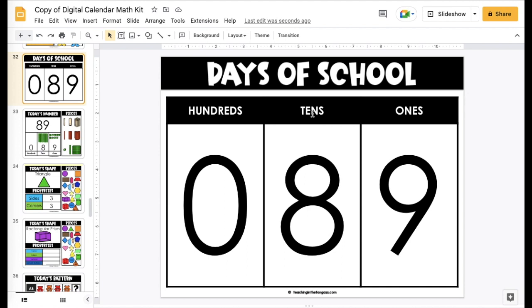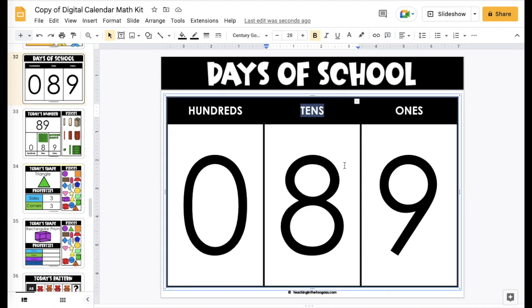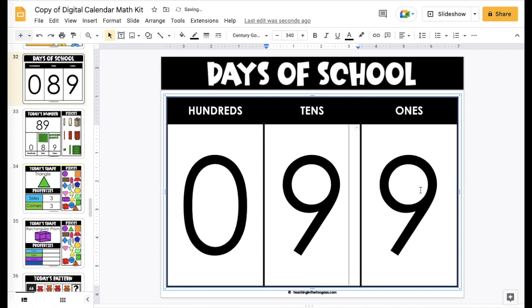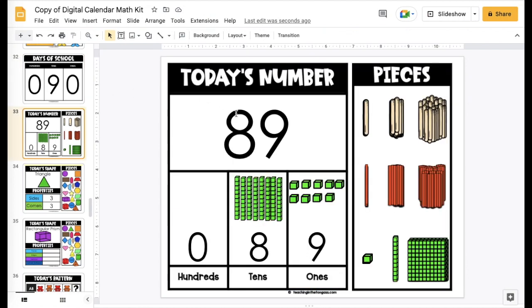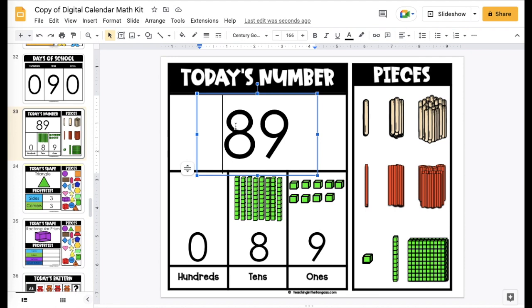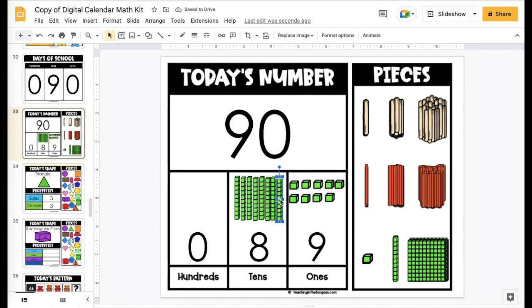Yesterday was the 89th day of school, which is 8 tens and 9 ones. And today is the 90th day of school, which means it is 0 ones and now 9 tens. Now today's number is now 90, so we're going to switch that to 90, like this. And we'll need to change our tens and our ones.